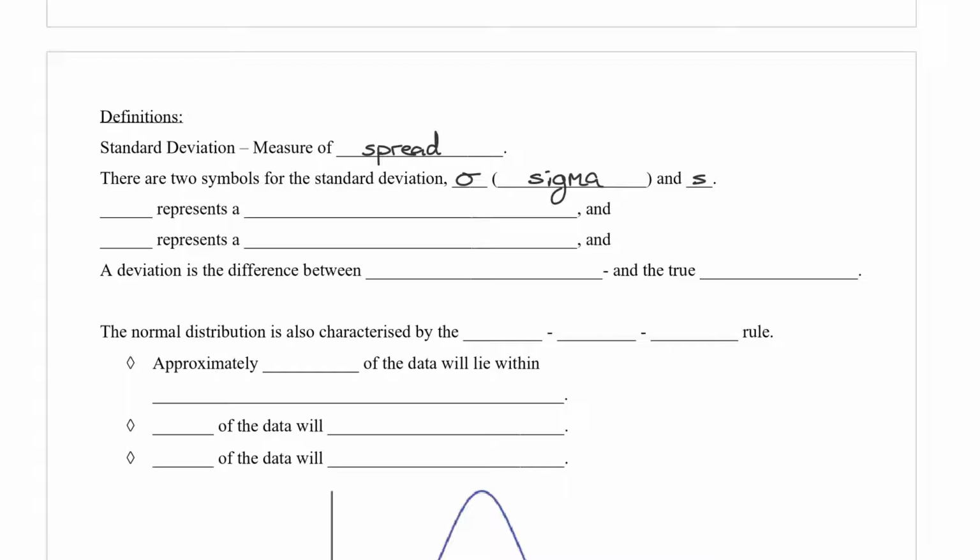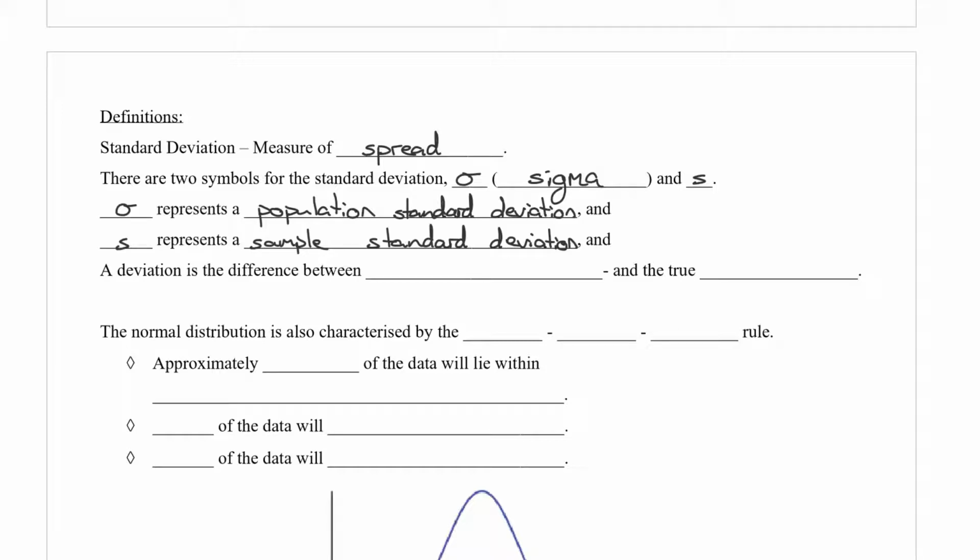Now both of these represent two different things. Firstly, the sigma represents the population standard deviation, and conversely the letter S represents the sample standard deviation. So the sigma meaning the population, so if we know all of the spread of the entire population, and conversely S represents the sample standard deviation. So say if we've taken only a portion, so sampled only a portion of that population.